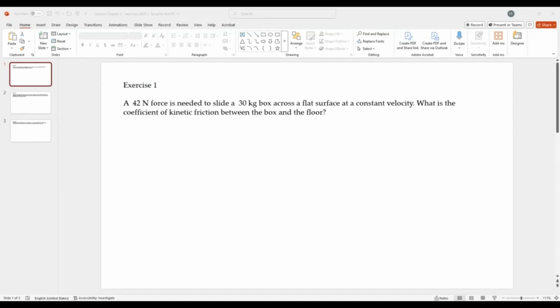So the first exercise is: a 42 Newton force is needed to slide a 30 kilogram box across a flat surface at a constant velocity. So what is the coefficient of kinetic friction between the box and the floor? So we're going to make a sketch of the problem here.